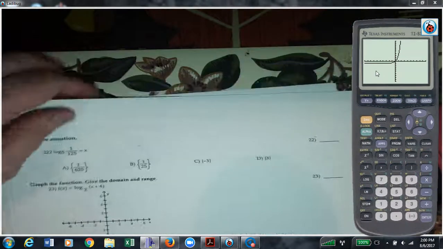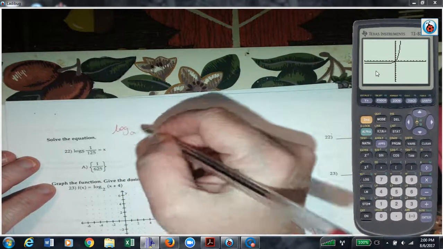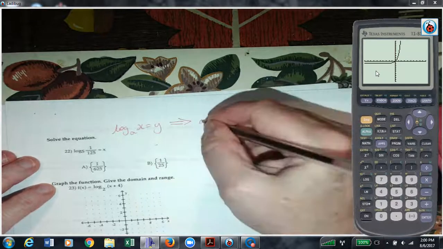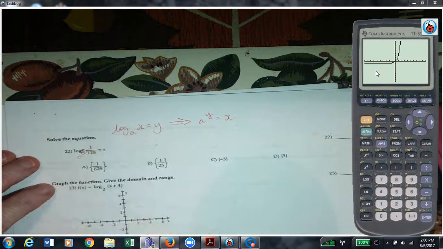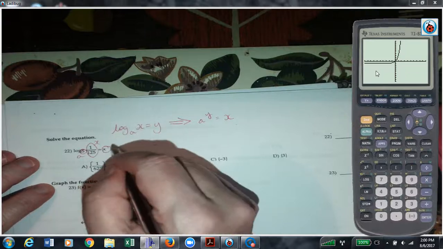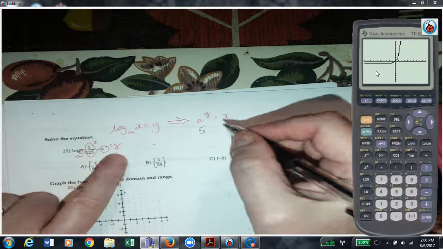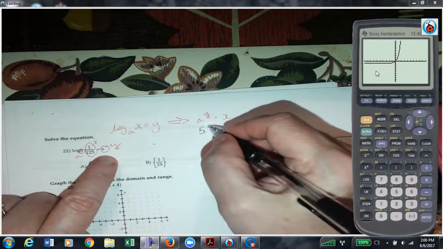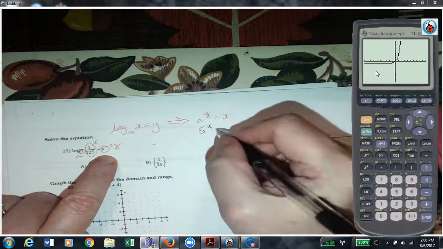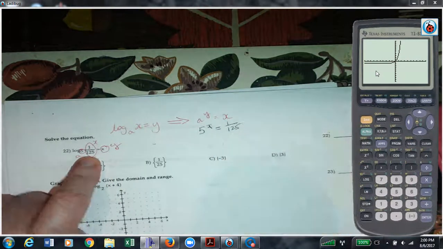Solve this equation. Well, use the conversion formula. So there's our A, that's our X, and that's our Y. So A to the red Y is equal to that. Okay.